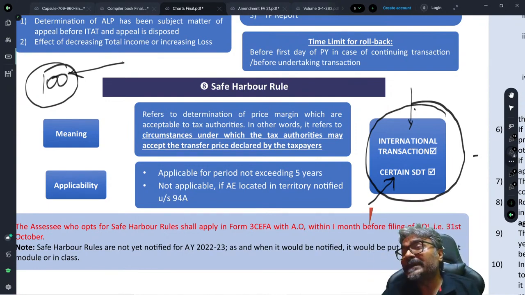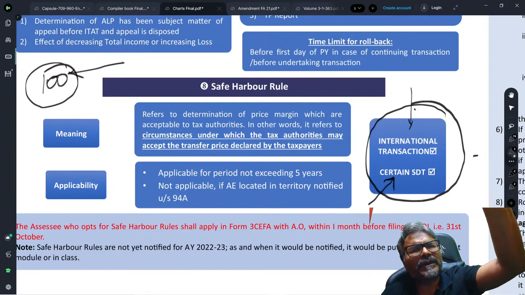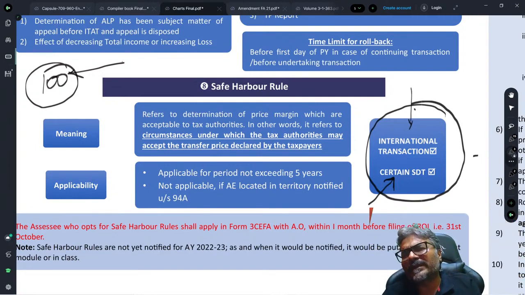But what it is not applicable to is the transaction other than the notified transaction. So the government, as every one of you is aware, gives you the list of the notified transactions in which the safe harbor rule has to be applied.